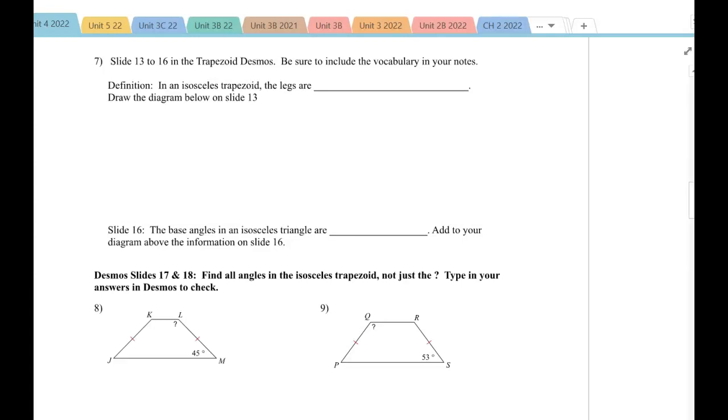Hello geometry students, today's learning target is to talk about an isosceles trapezoid. These notes go along with the Desmos, but they're not exactly the same as the Desmos. An isosceles trapezoid is a trapezoid and the legs are congruent. Like an isosceles triangle, the two legs are congruent.